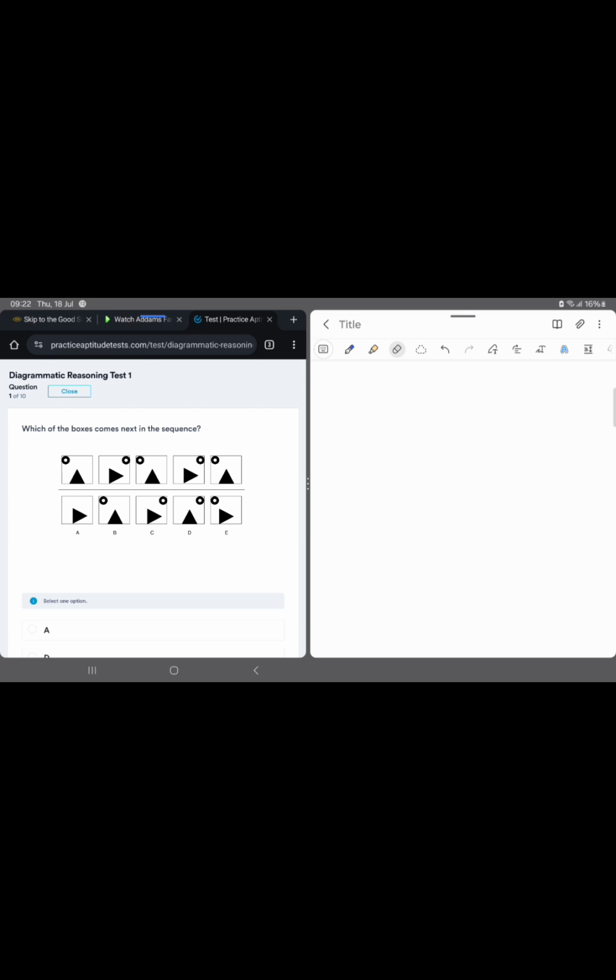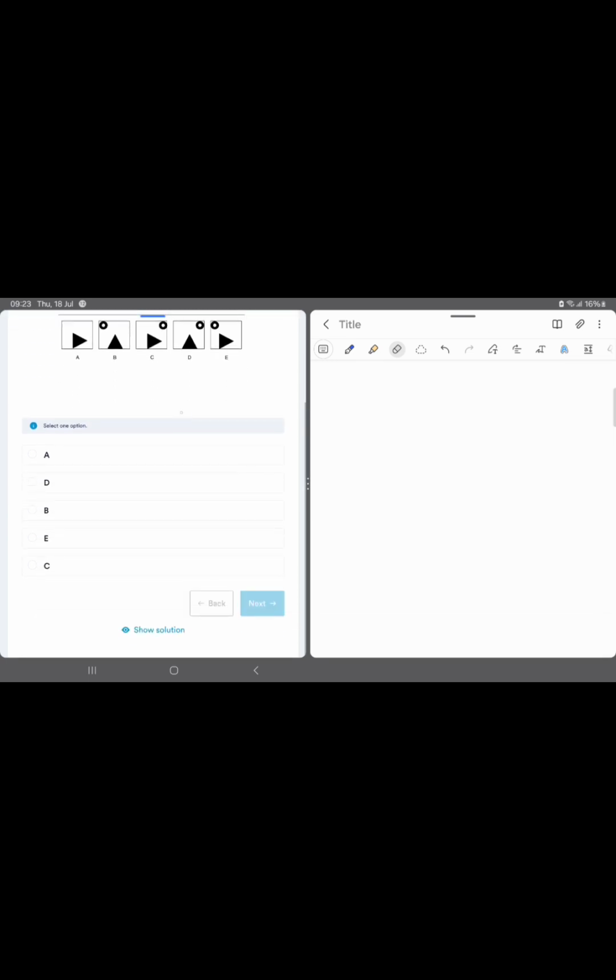So the next thing that we'll be looking at is the triangles. Okay, so we can see in the first diagram, the triangle is standing upright. And then in the second one, it turns to the right. And then it turns back up and then turns to the right, up. And then in the next diagram, it has to turn to the left. Looking at our options, between C and D, the one that turns to the right is option C. So our answer will be C.